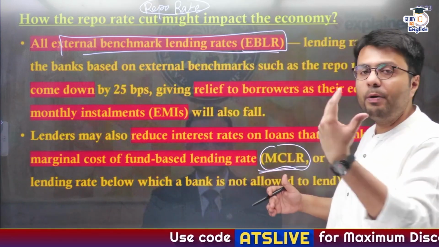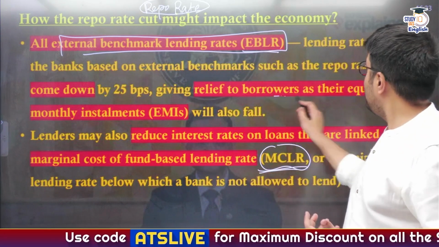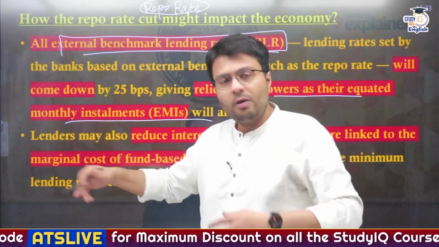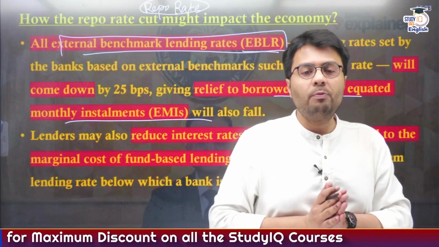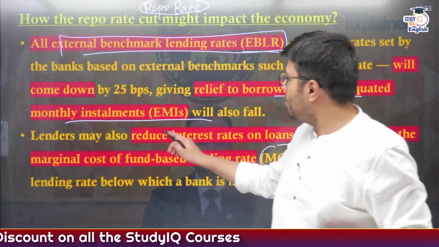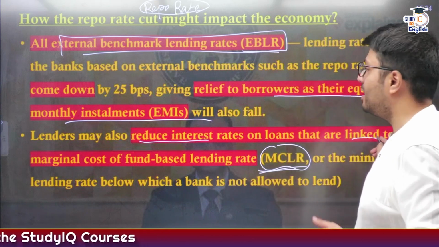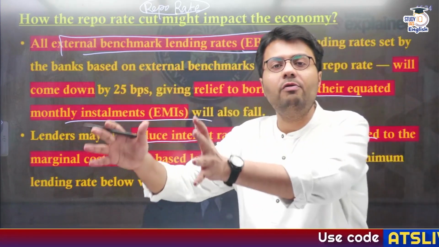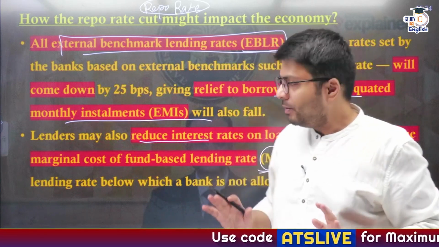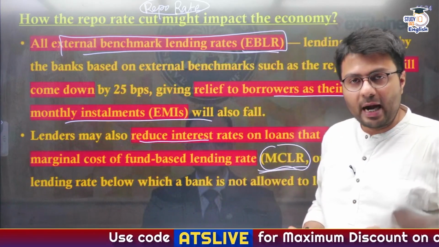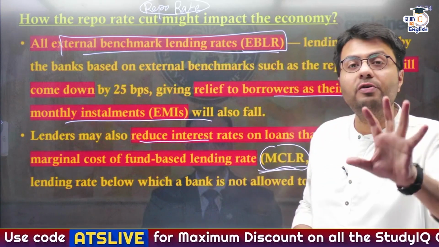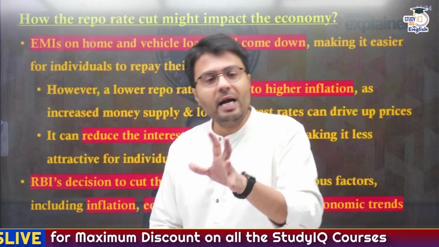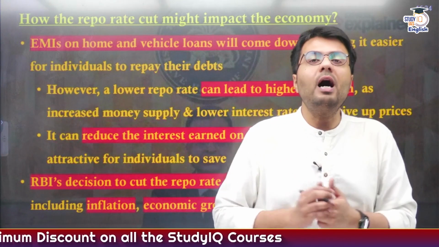So naturally, people who have taken loans earlier will see their EMI payments fall, which will lead to higher disposable income with people. And also, because of reduced interest rates on loans that are linked to the marginal cost-based lending rate, the overall cost of loans taken from the banks reduces. So this was one good side, the good consequences of a reduction in repo rate. Now let us understand what may be the other consequences.